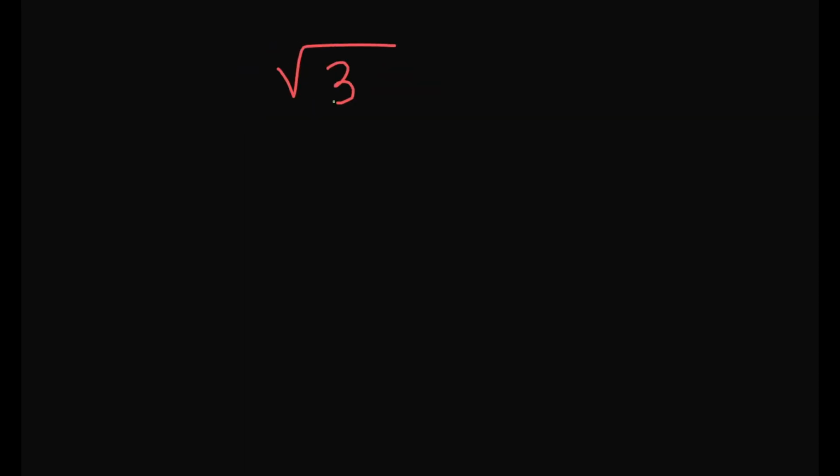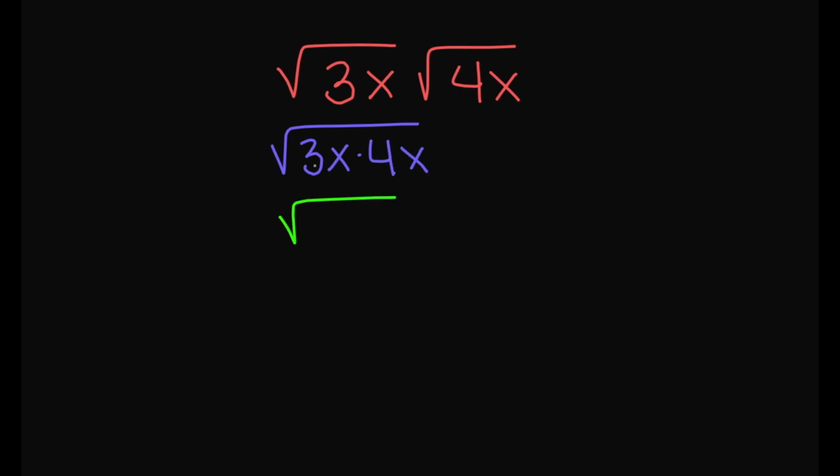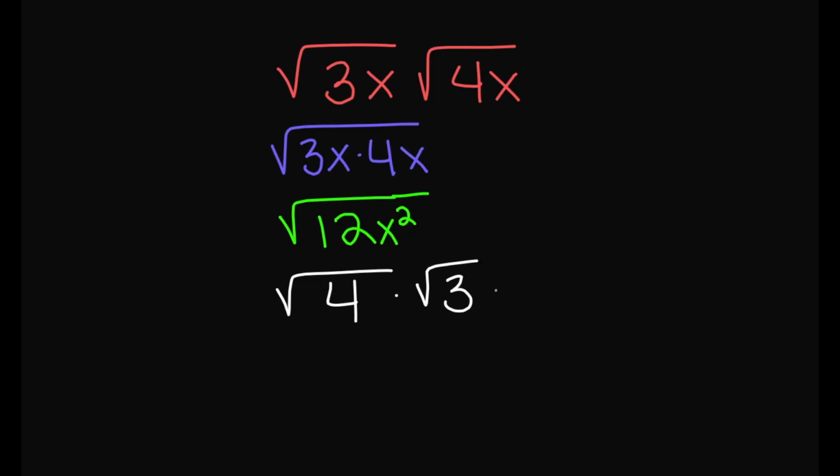The square root of 3x times the square root of 4x. We're going to combine our numbers here. So 3x times 4x, and when you multiply here, you're going to get 12x squared. And now we're going to simplify this. So 12x squared, we can simplify this into the square root of 4 times the square root of 3, and then times the square root of x squared.